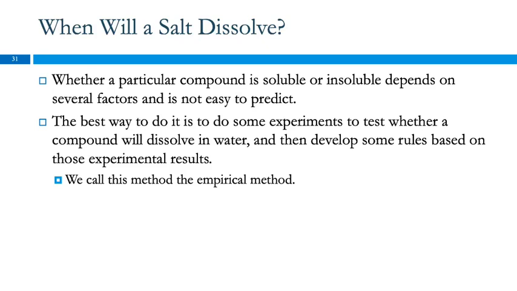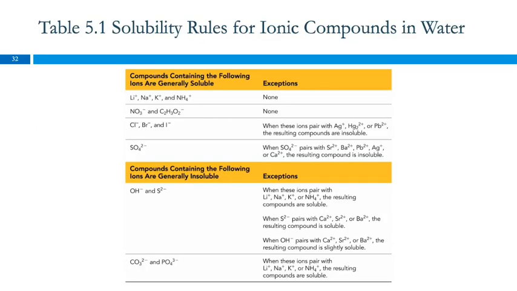They would take sodium chloride and put it in some water and stir it up. Does that dissolve? Okay, check. Let's try sodium iodide. Put that in water. Does that dissolve? Check, yes. Silver chloride? Nope, that doesn't dissolve. And so they tried all these different things and then looked for patterns. So this is the list of solubility rules for ionic compounds in water.